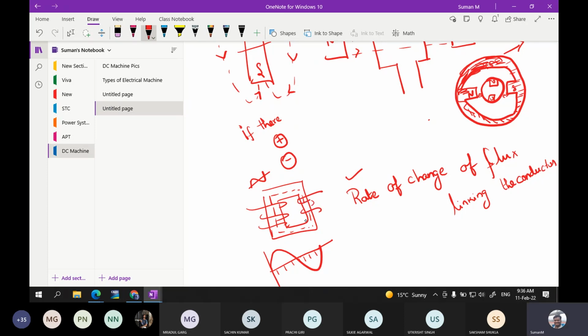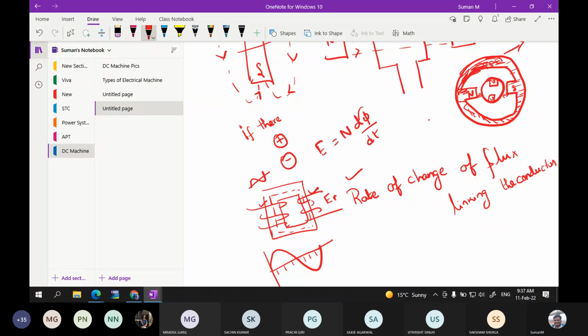What is the conductor here? This is a conductor. This is also a conductor. So this rate of change of flux is going to cut this conductor. When that rate of change of flux cuts that conductor, there is going to be an EMF induced. That's why we had said E is equal to N into dphi by dt.